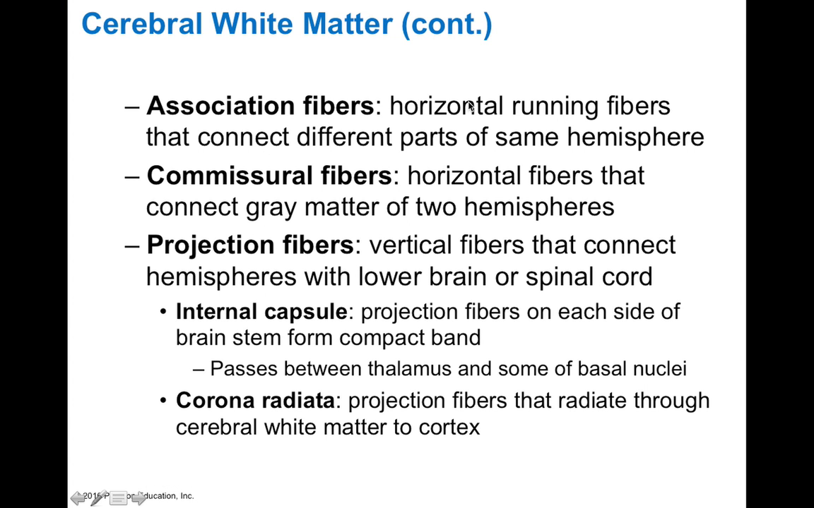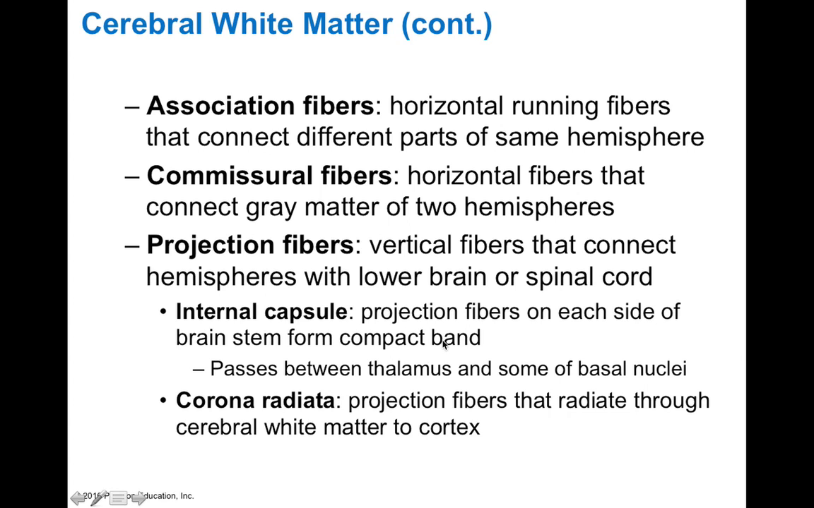So association tracts run horizontally and connect different parts of the same hemisphere. Commissural tracts are horizontal fibers that connect gray matter of two different hemispheres. So commissural fibers go across the right and left cerebral hemispheres. And then projection fibers are vertical fibers that connect hemispheres with lower brain regions, or send information from lower brain regions to the cortex.